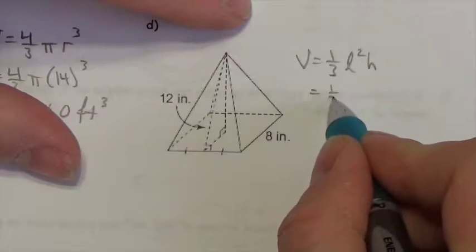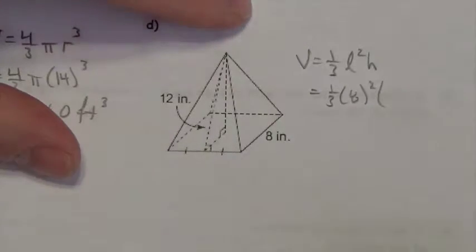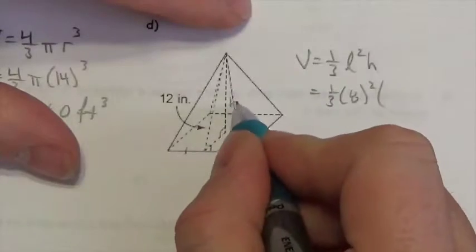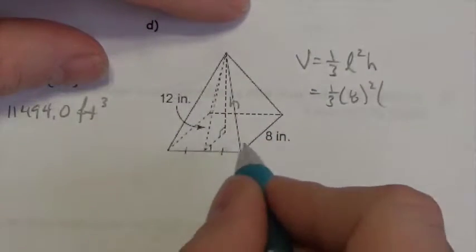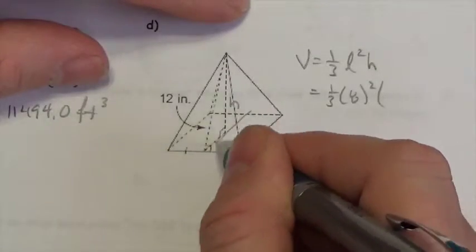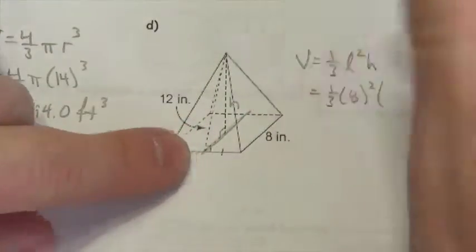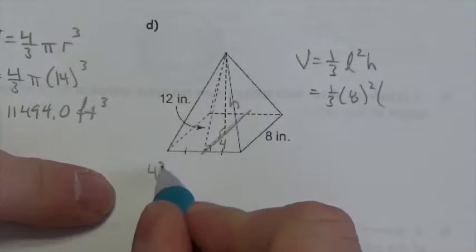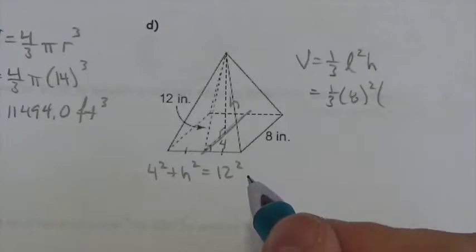That's going to be 1/3 8 squared. Now the height, I don't know. I don't have it here. I know that the slant height is 12. So I'm going to have to use the Pythagorean theorem. And I know that if I was to follow this line all the way across, that would be 8, because that would be the same as this side right here. So this little bit that I need here is just 4. So 4 squared plus h squared should equal 12 squared.